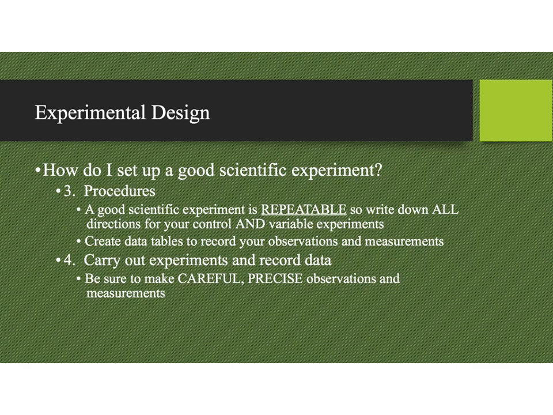All right, so a good scientific experiment is repeatable. Somebody else has to be able to do it in their own lab and get the same results in order to have a statement or claim made from that. So what does that mean? You, my friends, need to not be lazy and write down all directions for your control and variable experiments. Write down every single step in detail. It shouldn't be like two words per step. Write complete sentences.